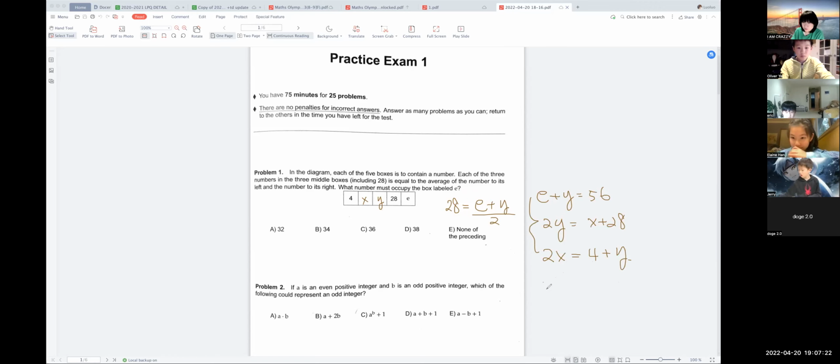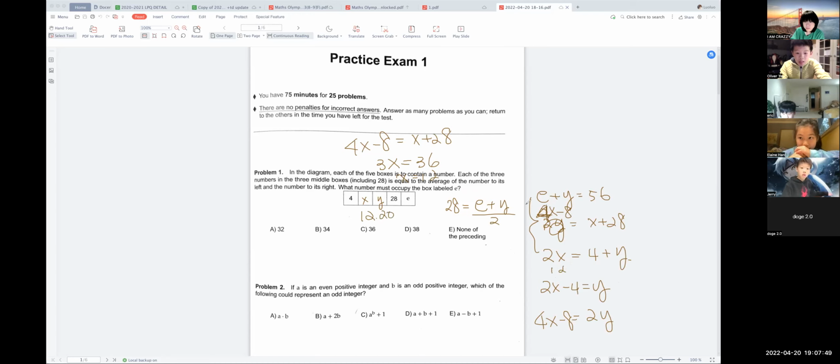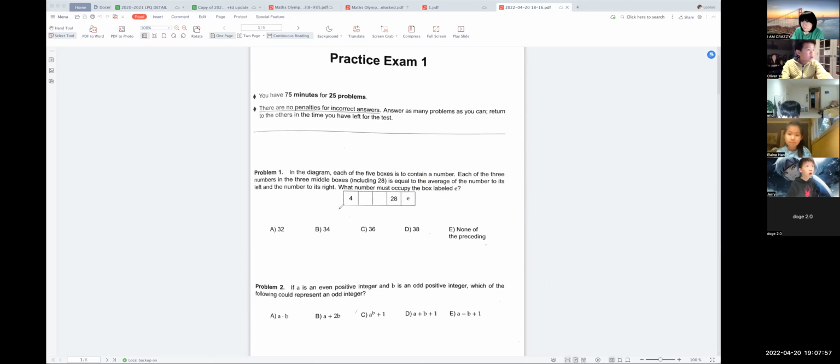So y equals 2x minus 4. So 2y equals 4x minus 8. So 4x minus 8 equals x plus 28. So we know 3x equals 36. So x equals 12. Because we know x equals 12, then y equals 20. Because y equals 20, then e equals 36. We still can do it, but it's going to take forever. Get it? Okay, so let's take a look at number 2.